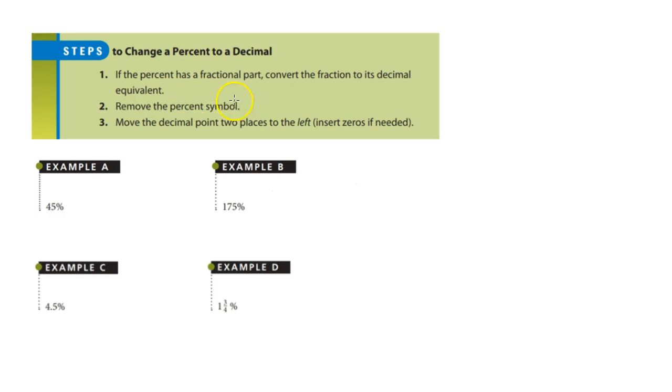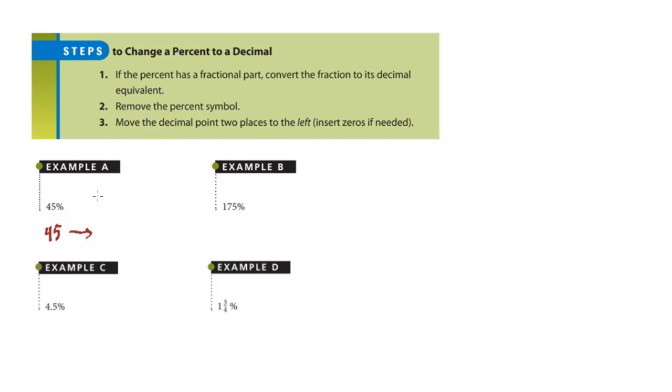Remove the percent symbol. Okay, so let's look at this example here. We'll just drop down the 45, and we're going to drop the percentage. Okay, we're done with step two. Now move the decimal point 2 places to the left. Insert zeros if needed.